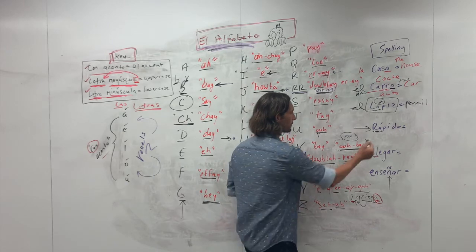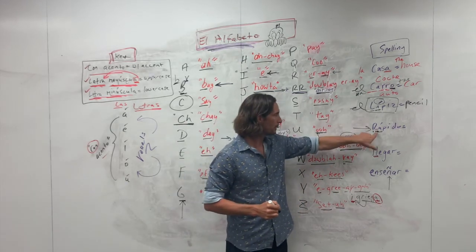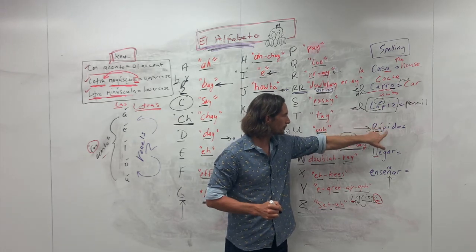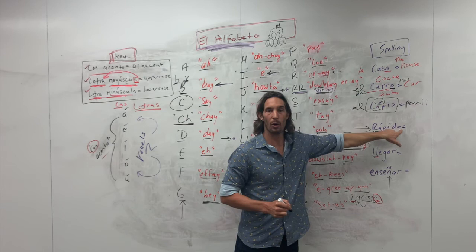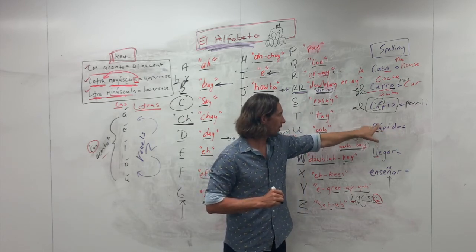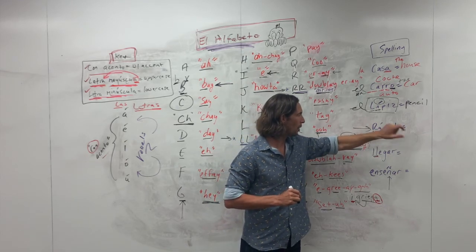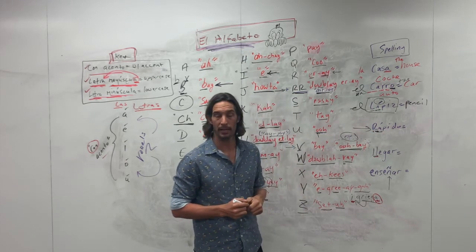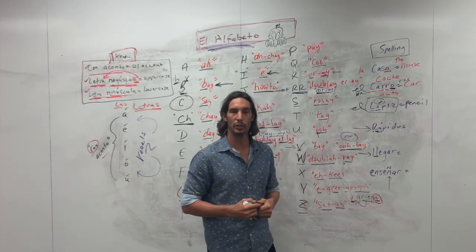And so let's spell rápido. So we'd go R, A con acento, P, I, D, O. One more time. R, A con acento, P, I, D, O. How's that? Right? And so let's move along here to llegar.